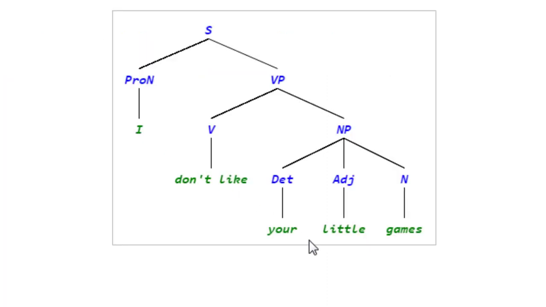Our third sentence is going to look like this: "I don't like your little games." This is a sentence, which is going to be divided into a noun, which is a pronoun, "I," first person pronoun, and a verb phrase. The verb phrase contains a verb, "don't like," and a noun phrase. And the noun phrase is going to contain a determiner, adjective, and noun. The determiner is "your," the adjective is "little," and the noun is "games."